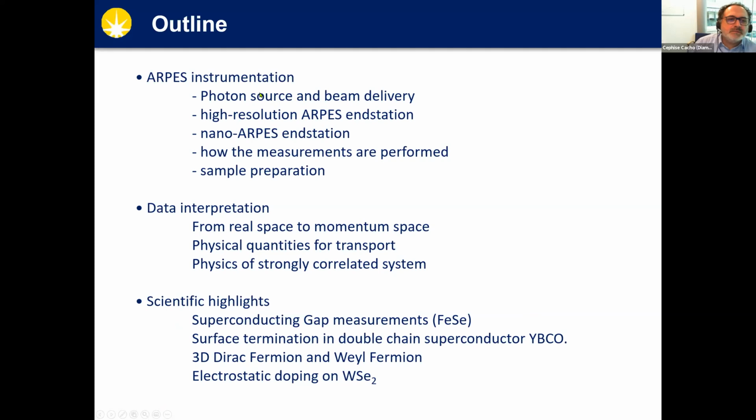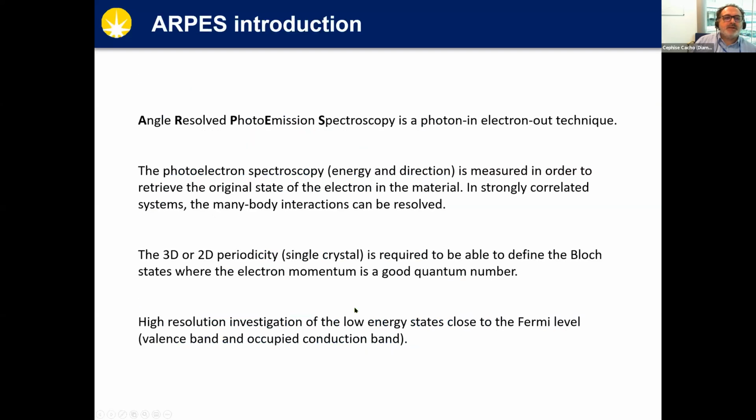So the outline of the presentation: we're going to talk about the instrumentation, so the photon source, and how you do the measurement with high resolution ARPES and nano-ARPES, and the sample preparation. This is to put it in context and see what it is in real life. Then we can spend a bit of time looking at what kind of information we can extract, and how we process and analyze the data. And then there will be a few examples of nice results about superconductors, 3D Dirac fermions, and a 2D material, tungsten selenide.